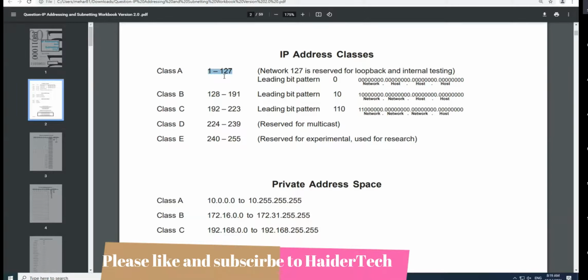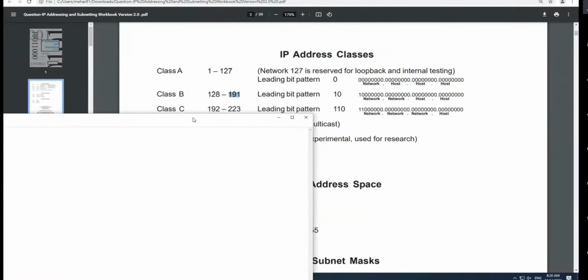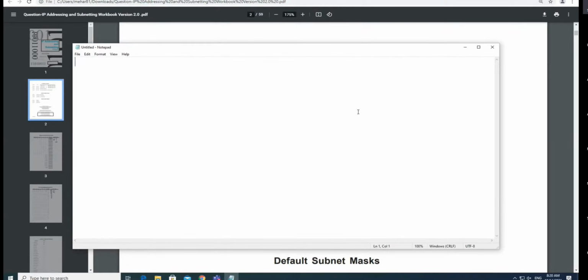And the second thing here, class B starts from 128 to 191. Now let me take the notepad. Here I will write and I will ask you. Class A, what is the IP address range? How will you identify class A? Can you tell me the range of class A? 1 to 127. Yes, 1 to 127.